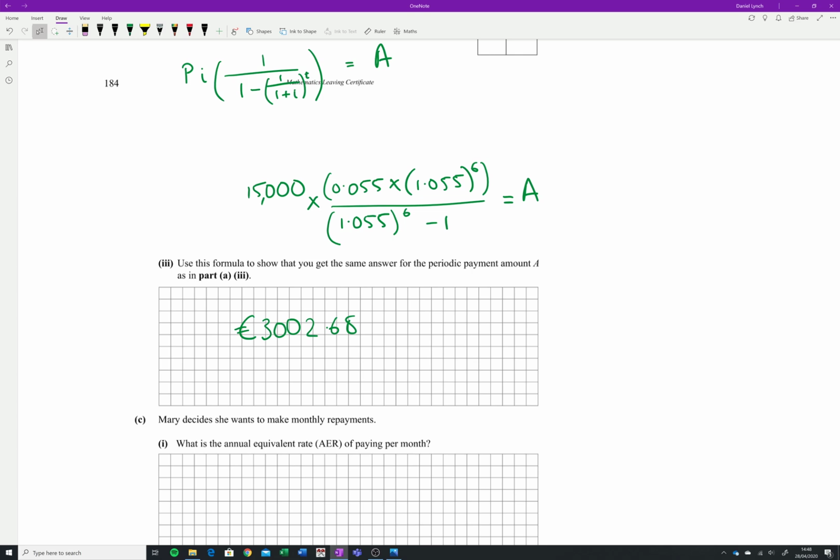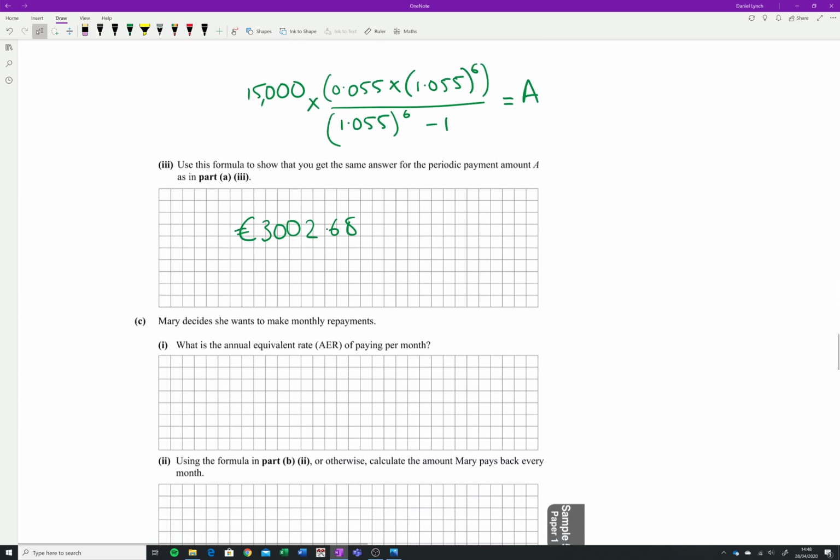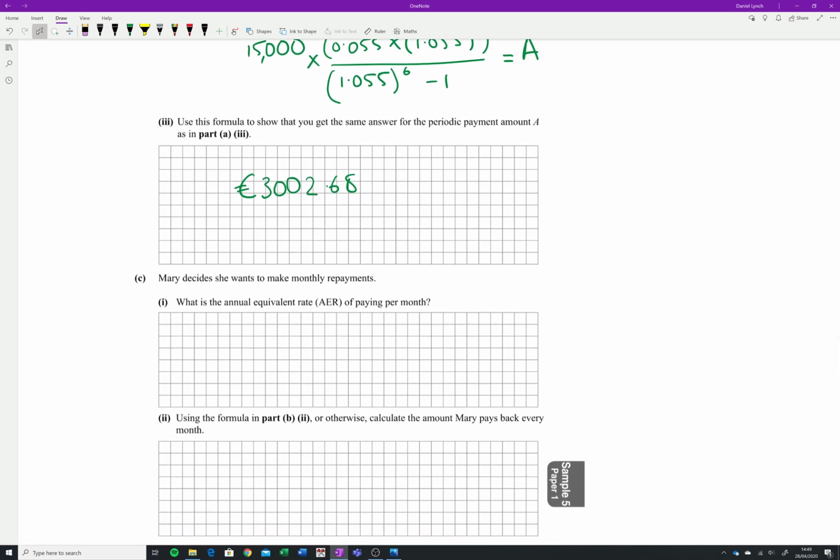Mary decides she wants to make monthly repayments. Were there any options? Oh yeah, sorry, we were dealing with annual. What is the equivalent annual rate of paying per month? Okay, so what I've done is I've just got you to do, as you know, monthly, the 12th root of 1.055 and subtract 1 from it. That will get you what it is.